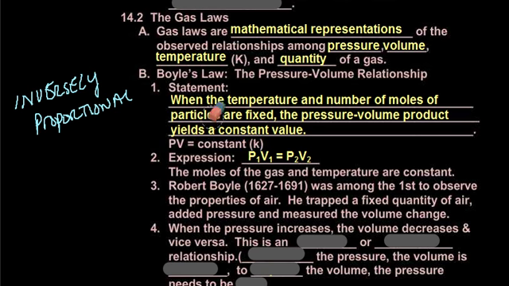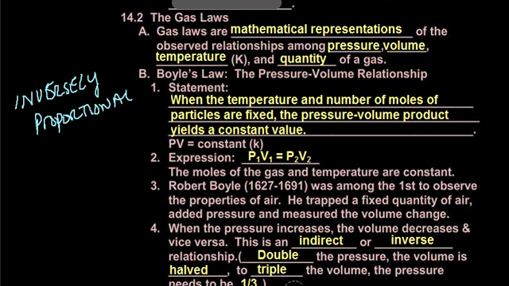Robert Boyle was among the first to observe the properties of air, and he trapped a fixed quantity of air. He knew how much there was. He added pressure, and he was able to measure the volume change. When the pressure increased, then the volume would decrease, and vice versa. This, again, is the indirect or inverse relationship. We double the pressure, the volume is halved, or to triple the volume, the pressure needs to be 1/3 of what was before.